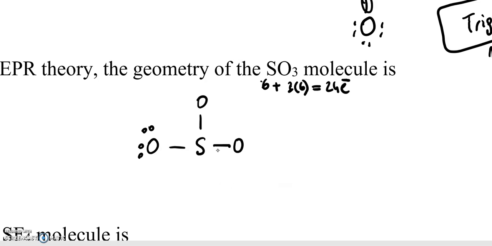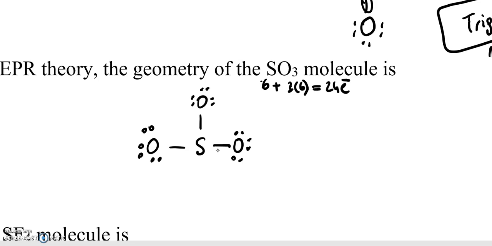Each oxygen gets 6 electrons: 1, 2, 3, 4, 5, 6. Alright, so now in this molecule, I get all the outer atoms an octet, and then when I look at the central atom, this sulfur is not an octet, right? It has only 6 electrons around it.